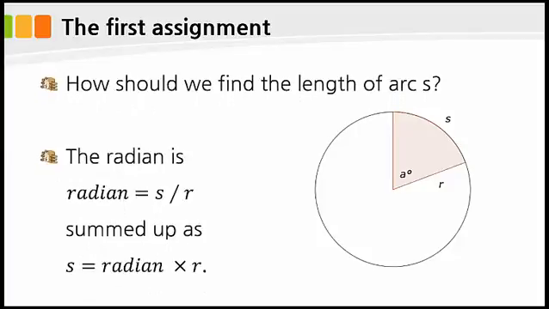Since we know the value of radian, how should we find the length of the arc s? Since the formula to find the radian is radian equals s divided by r, the formula to find the length of the arc can be summed up as s equals radian multiplied by r.